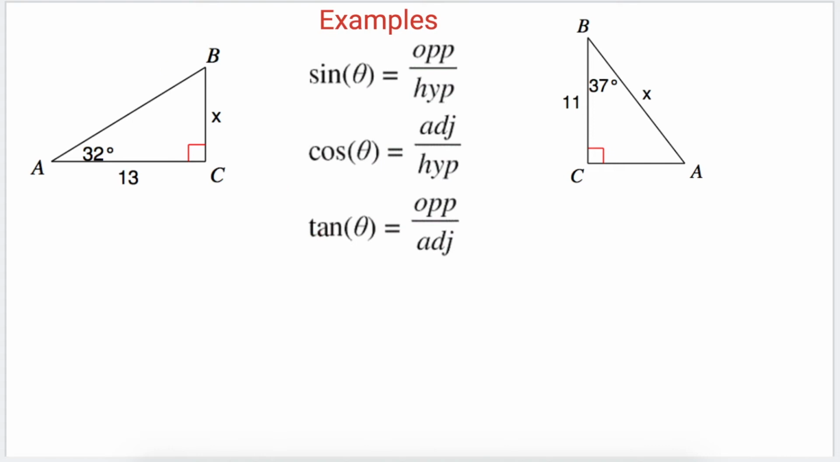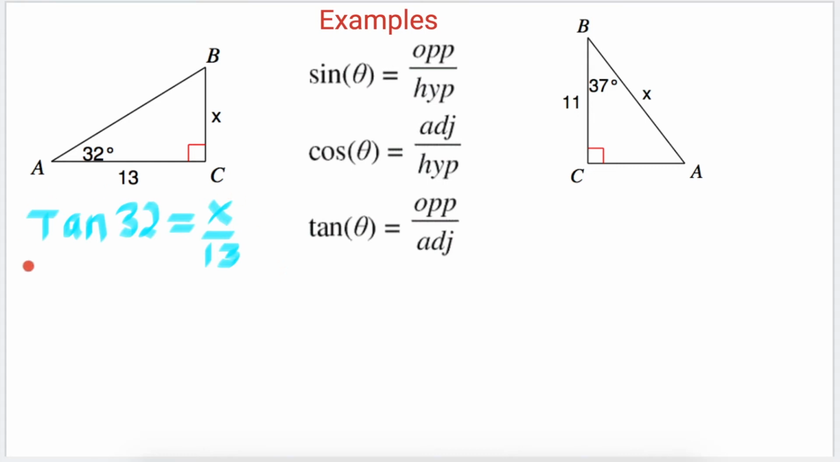So I'm going to write the tangent of 32 degrees because in this ratio here, I need to plug in the angle, which is 32 degrees. And this is going to be equal to x. X is the opposite. X is across from 32 degrees, and I'm going to divide by 13. 13 is adjacent. It's right next to 32 degrees.